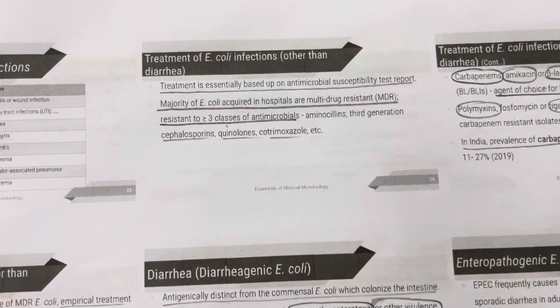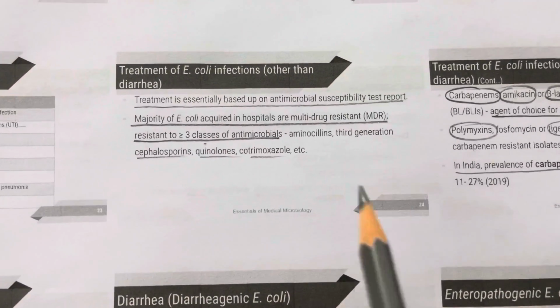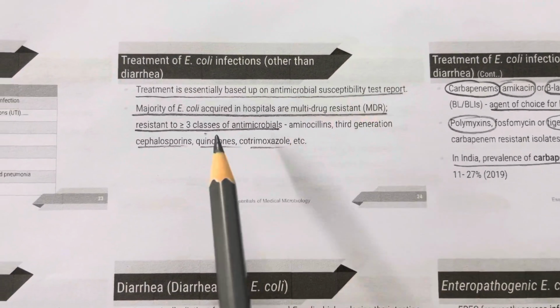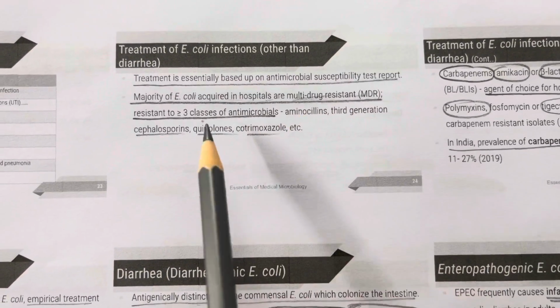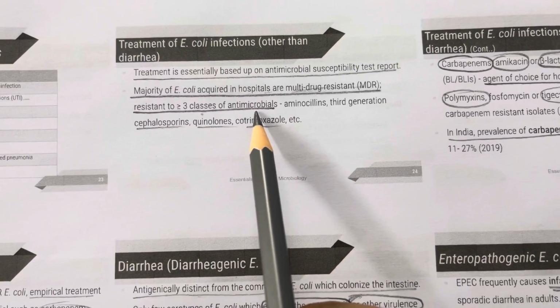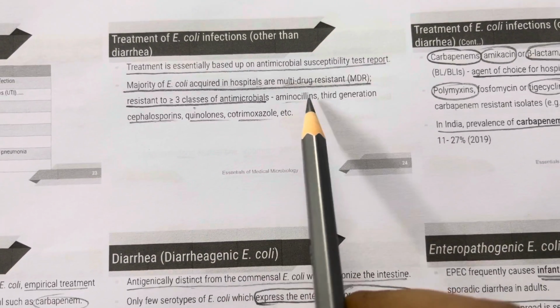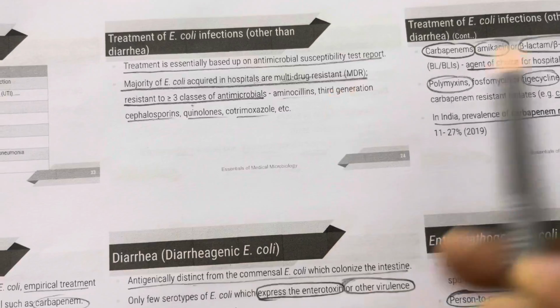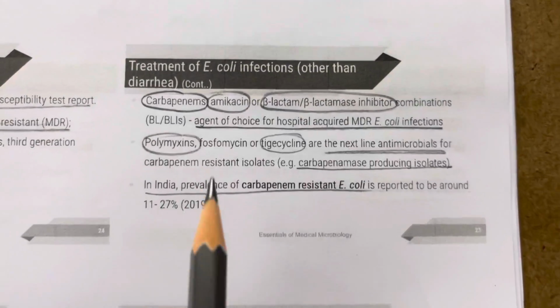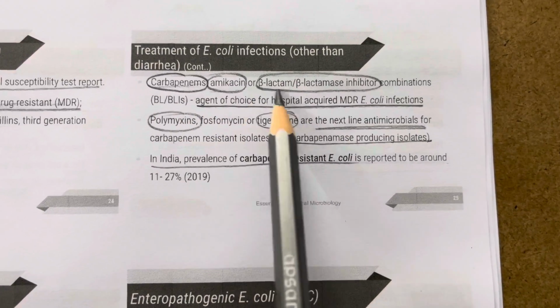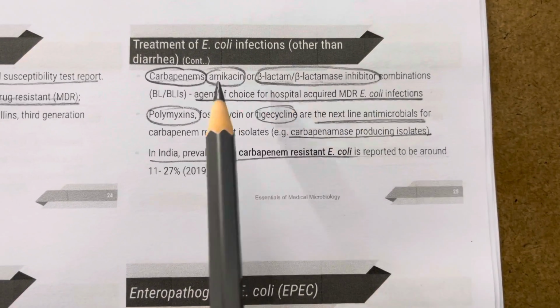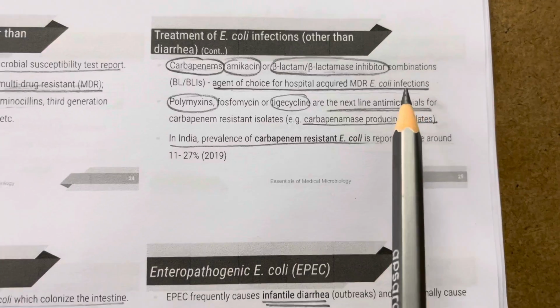Next, moving on to the treatment of E. coli infections other than diarrhea. Treatment is essentially based upon an antimicrobial susceptibility test report. The majority of E. coli acquired in hospitals are multi-drug resistant. So they are resistant to greater than 3 classes of antimicrobials, mostly aminopenicillins, third generation cephalosporins, quinolones, cotrimoxazole, etc. So how do you treat them? Carbapenems, amikacin or beta-lactam, beta-lactamase inhibitor combinations are the agents of choice for hospital-acquired MDR E.